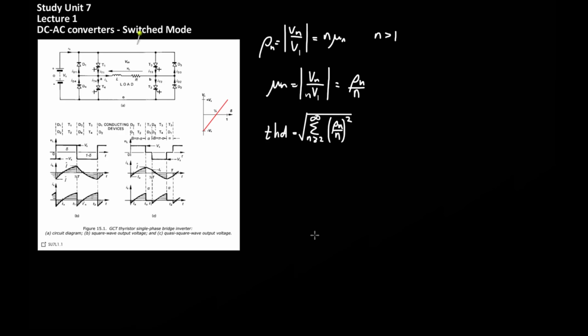Study Unit 7, Lecture 1. Study Unit 7 focuses on DC to AC converters. The first half of the study unit, so the first 3 lectures, will focus on switched mode converters, and the second half of the study unit will focus on resonant mode converters.